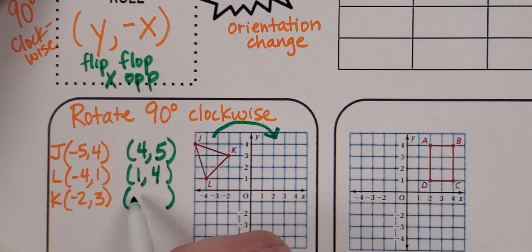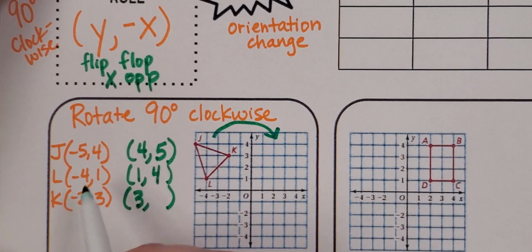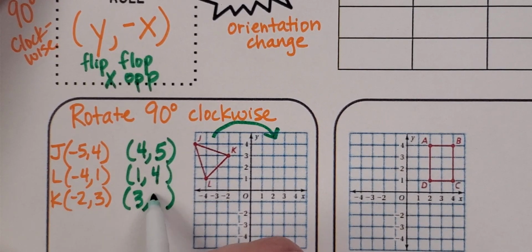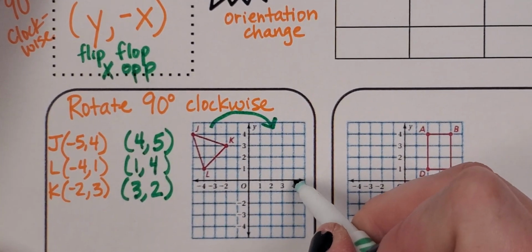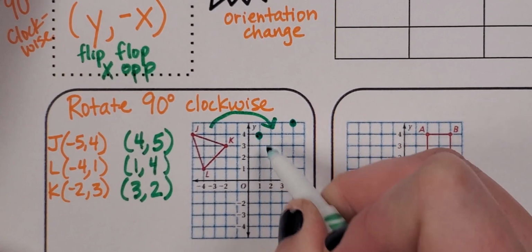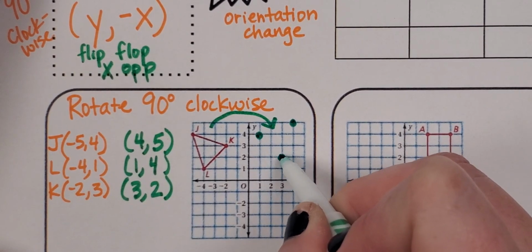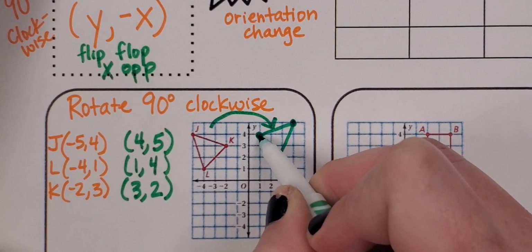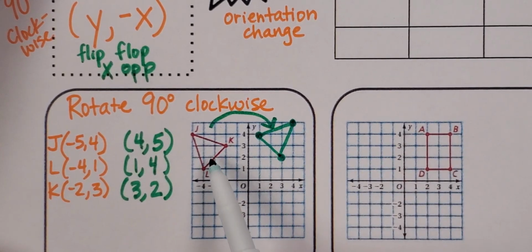And the last one, my 3 would come first. And then I would change my X value to its opposite. So flip-flop X op. So this negative 2 would turn into a positive 2. So these are my 3 new points. And if I plot these points, I would have (4, 5), (1, 4), and (3, 2). Once I connect those, I can see that it is the same size of shape, but rotated 90 degrees clockwise.